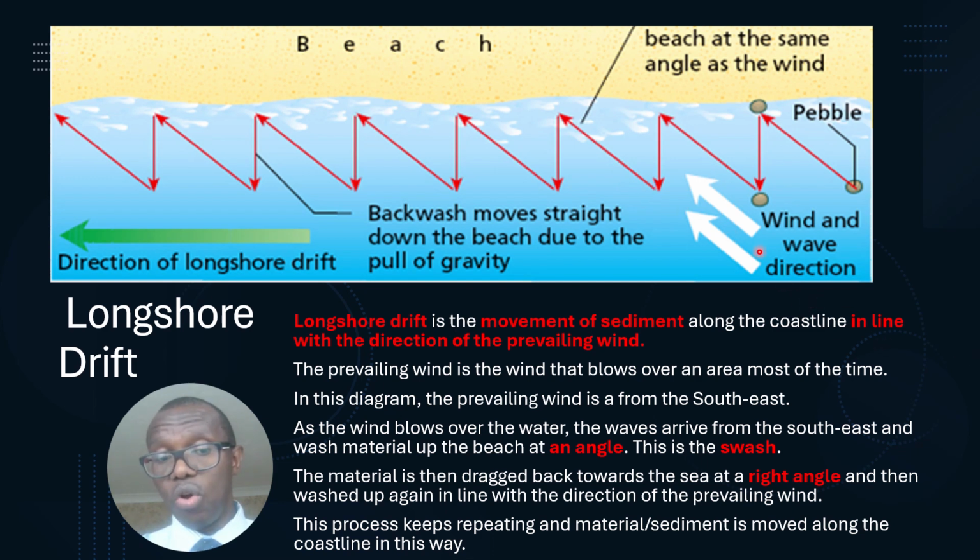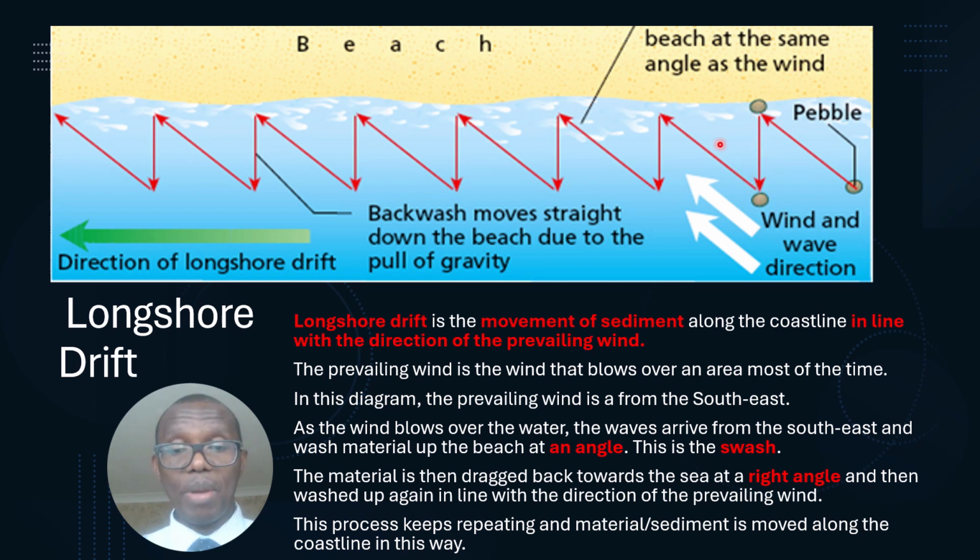So the wind is blowing from the southeast in this particular picture, and as that happens, it's going to bring waves, and those waves are going to bring material up the beach. So the material or the sediment is being represented here by this pebble, and it's going to bring the material up in line with the direction of the prevailing wind, as you can see. So it's at an angle. And then that is a swash, and then the backwash will be perpendicular to the coastline at a right angle, as you can see here.